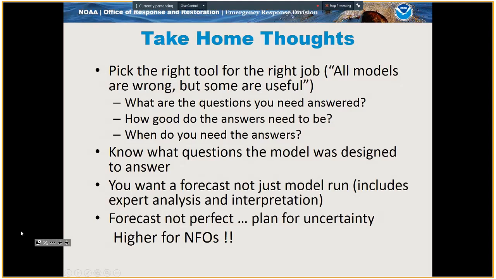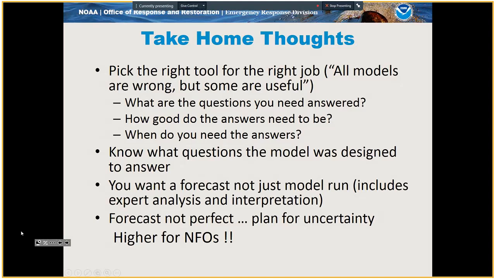And remember that what you want is a forecast. You don't want model results, you want a forecast. And that includes this analysis of what the uncertainties are. Are we using appropriate tools? What are we using? And even then, that forecast is never going to be perfect, so plan for uncertainty.